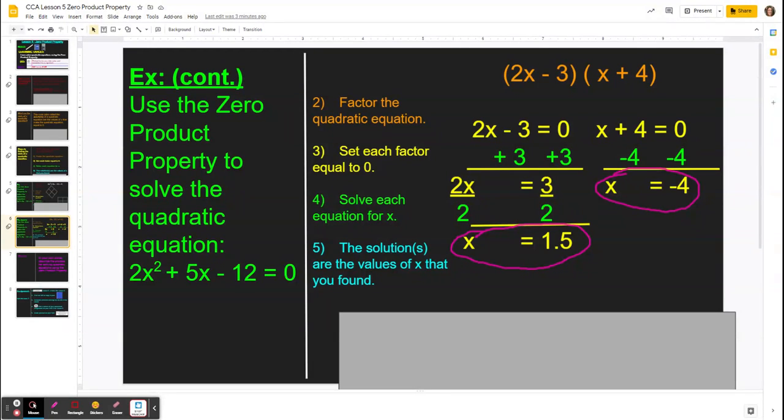Then just set each factor equal to 0. So it's called scaffolding. So we've scaffolded that assignment where we've done part of it for you at the beginning, set each term equal to 0, and then solve.